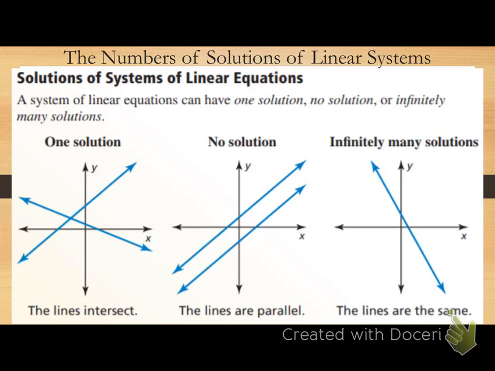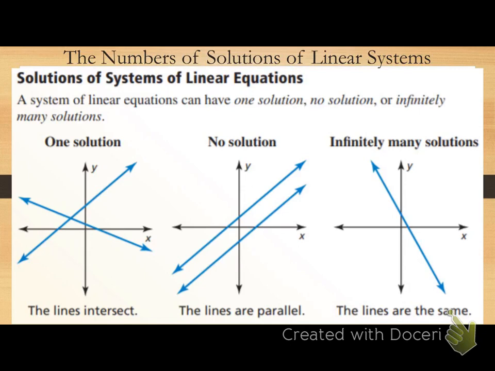There's only really three options. A system of linear equations can have one solution, no solution, or infinitely many solutions. Do you guys remember talking about no solution and infinitely many? Okay. One solution is just where our lines intersect at one point. That one point is our solution. If the lines are parallel, are they ever going to intersect? No. So if I'm looking for the point of intersection, but they don't intersect, I've got no solution.